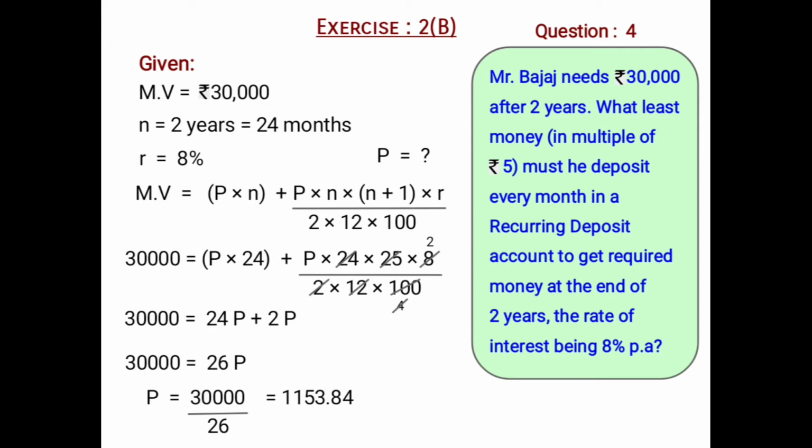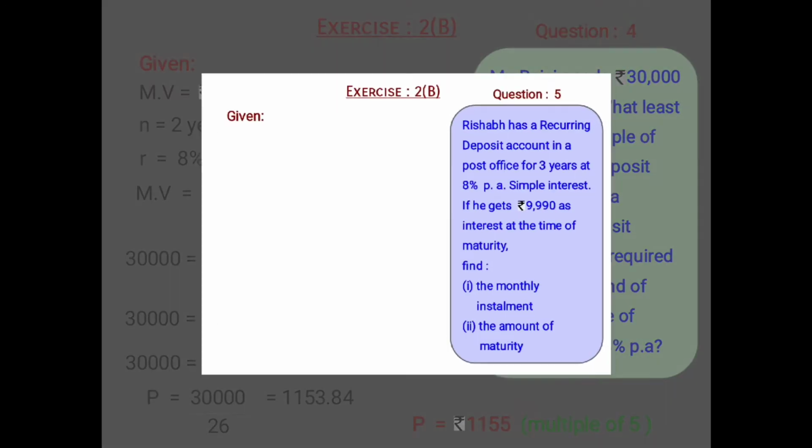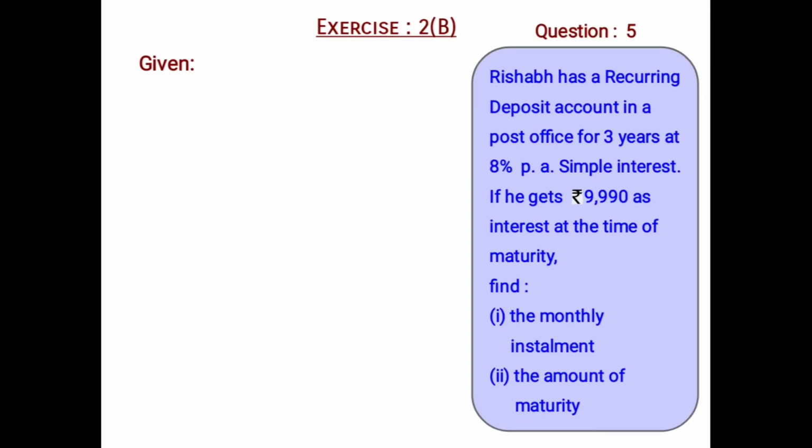Now we want to find the P value in terms of multiples of 5. But it is not a multiple of 5. Now we want to see the nearest multiple of 5 to 1153. Therefore, P is equal to 1155, which is a multiple of 5. Now we are moving on to question number 5 in the same exercise.